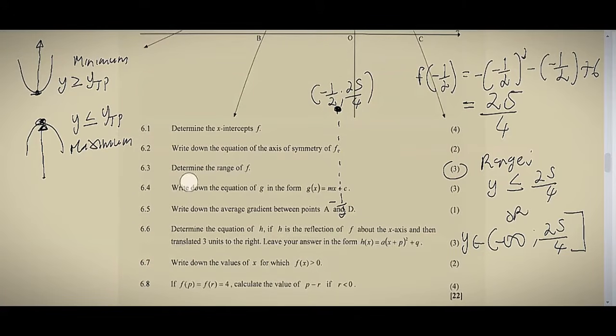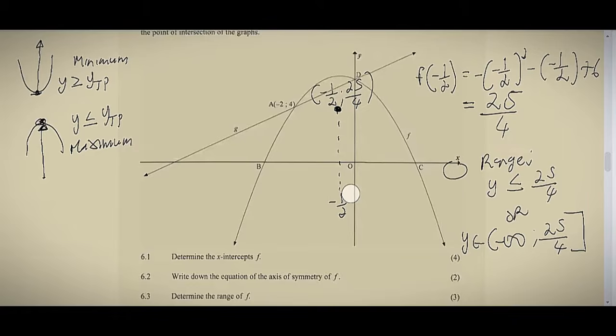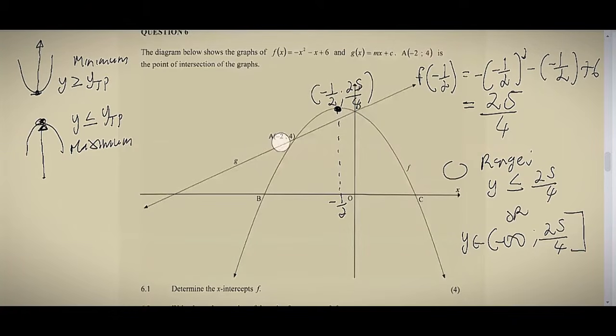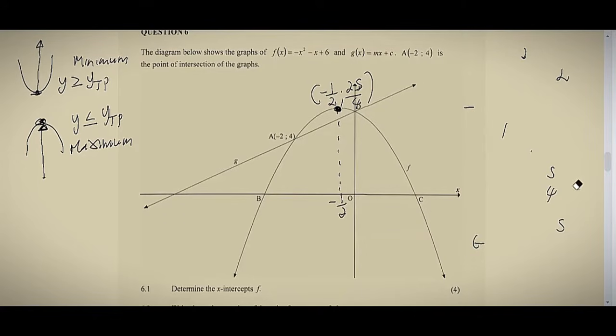Now, 6.4 says write down the equation of g in the form g(x) = mx + c. So what are we going to do with this one? Note, again, it proves the fact that we are dealing with questions that are always follow-up questions, right?